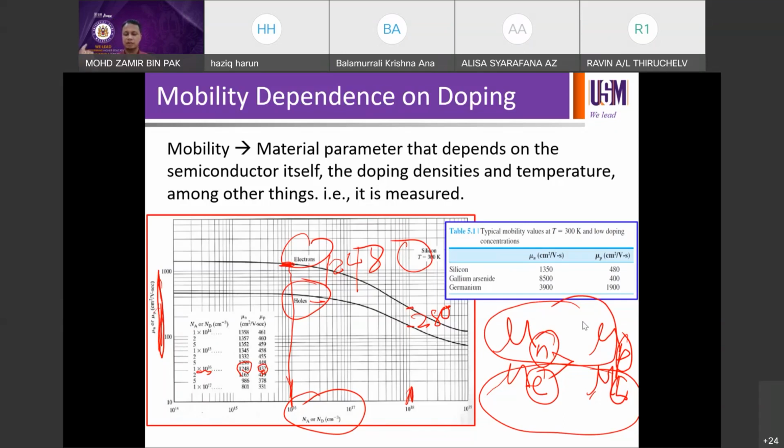And the very same thing is experienced by the hole as well, except the magnitude is a bit different, you can work out for yourself. 437 at 10 to the 16, and that's about 100 plus, 150 perhaps, or 170 for the doping level of 10 to the 18. So the reduction is not that steep compared to the electrons, but the very same reason still persists. They experience more and more collisions if you increase doping level to a higher level. So that's the essence, the gist, of this mobility dependence on doping.